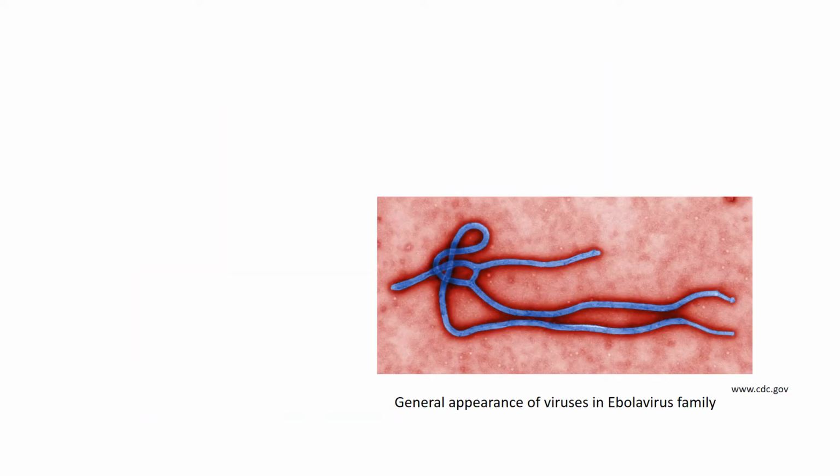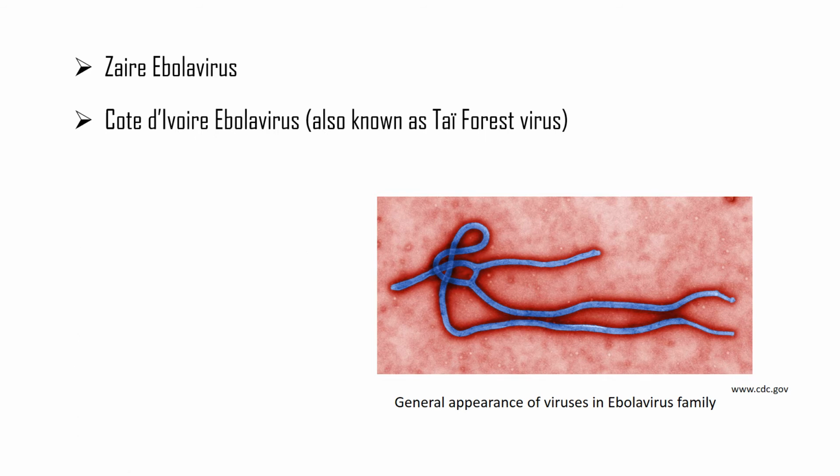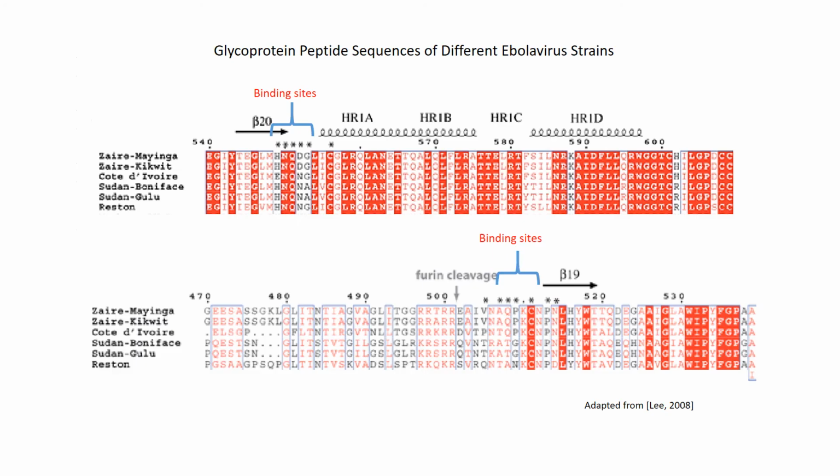There are actually several different closely related species within the Ebolavirus family that cause the disease. The most common and deadly virus is Zaire Ebolavirus, but species known as Côte d'Ivoire, Sudan, and Reston have also been identified. Each of these species has a slightly different glycoprotein structure, so a vaccine that introduces an antigen from one species may not protect against another species. The KZ52 antibody, for example, only neutralizes the glycoprotein of Zaire Ebolavirus.